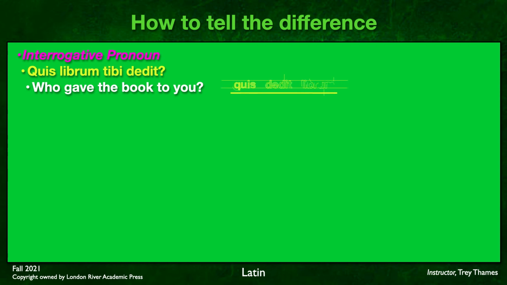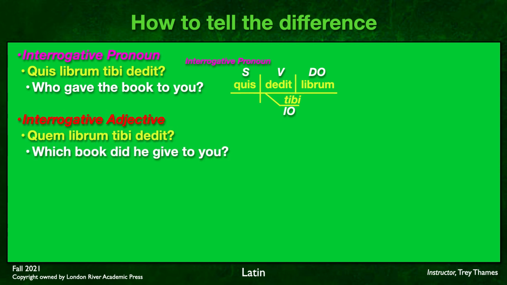Now let's compare. Let's diagram it first. Quis is your subject, dedit the verb, librum direct object, and here is the indirect object, tibi. All right. Now, quis, of course, is the interrogative pronoun. Now, let's compare this to an example of an interrogative adjective. Quem librum tibi dedit. Quem here is accusative singular and masculine, and librum is also masculine accusative singular, so they go together. Quem is an adjective modifying librum, book. Tibi, to you, and dedit, he gave. So which book did he give to you?